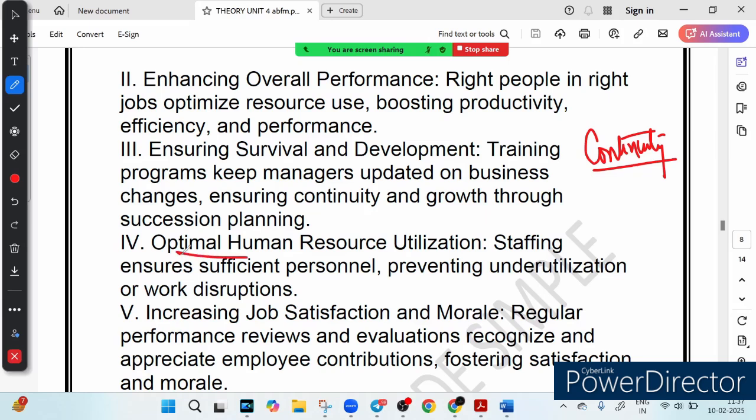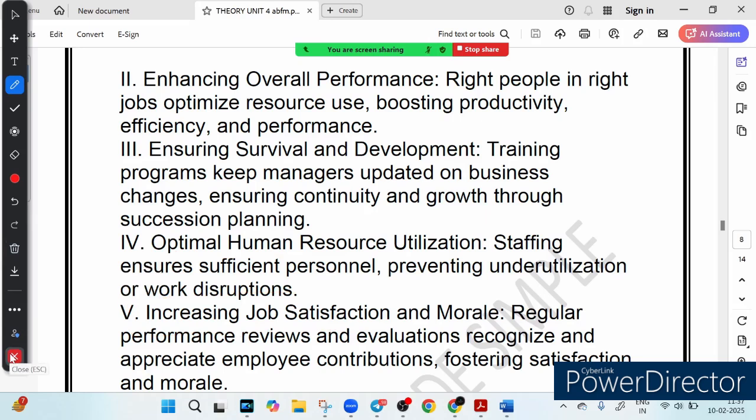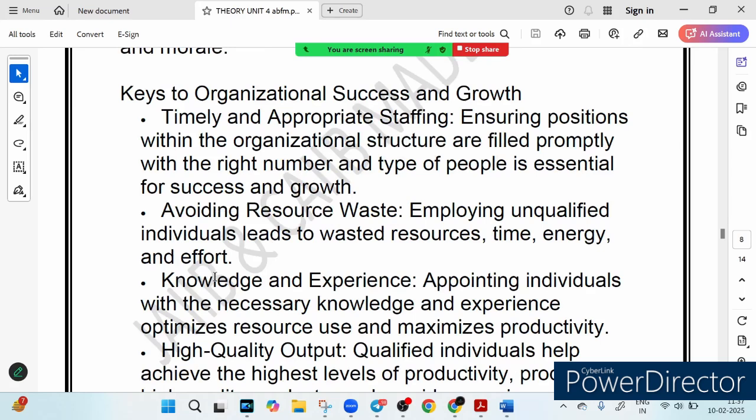Then we have optimal use of human resources. You know, having the right number of employees prevents workload gaps or overloading staff. This balance keeps operations smooth. Then we have boosting job satisfaction. So when employees are recognized for their hard work, it boosts their morale and job satisfaction. Performance reviews and rewards play a big role here. So these are the key points to keep in mind. Now, remember, staffing is not just about hiring, it is about building a strong foundation for the organization's growth and success. I hope you find this video useful to understand.